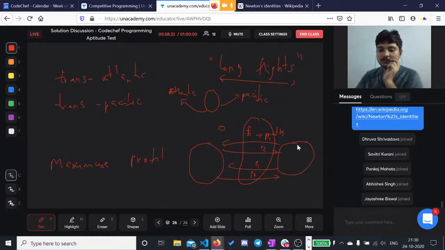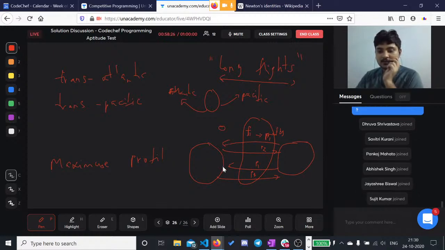So it's enough if you have one flight. Okay, it's enough to have one flight to connect these two and make them reachable from each other.